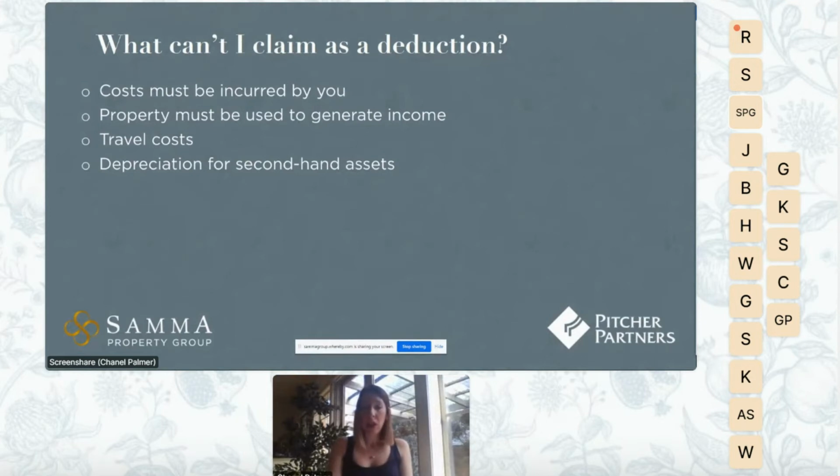The other one to note is since the 1st of July 2017, you can't claim depreciation for second-hand assets. So that does include where you buy an investment property from the previous owner, or where you used it for private purposes and then you decided to rent it out. However, you can still get the deduction for capital works that we mentioned earlier over the 40-year lifespan of the building.